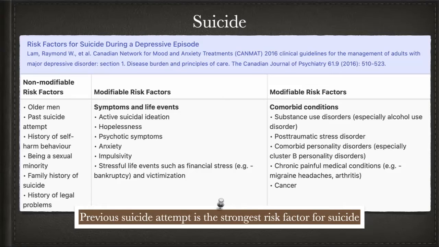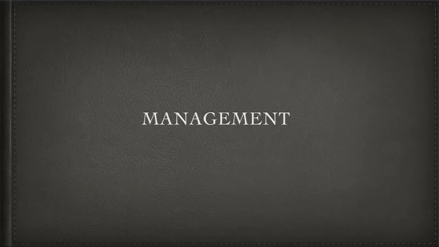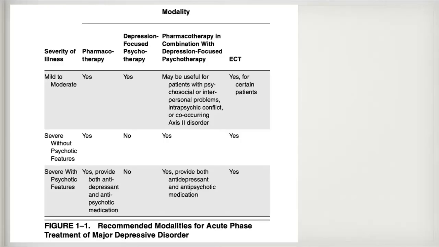Now we have discussed the diagnostic criteria for different depressive disorders as well as the risk factors for suicide. Now we are moving to management: how to manage depressive patients and depressive disorders. This is a table from the American Psychiatric Association guideline from 2011. We should note that psychotherapy and psychopharmacology are similarly effective in depression. So if we combine those two modalities, the patient can have more benefit.